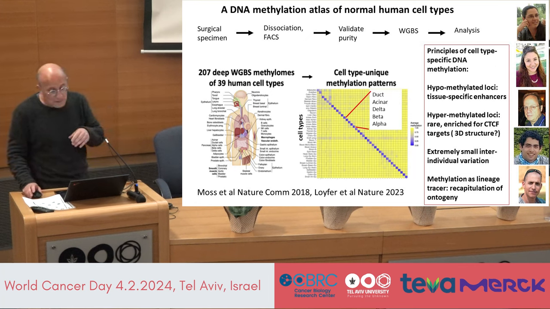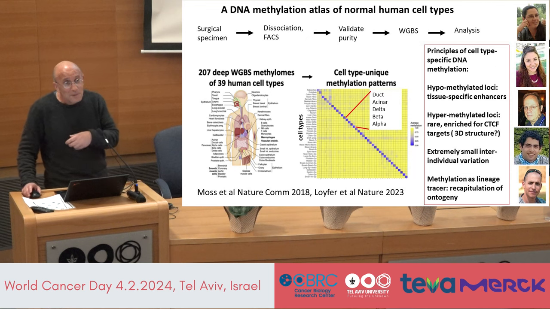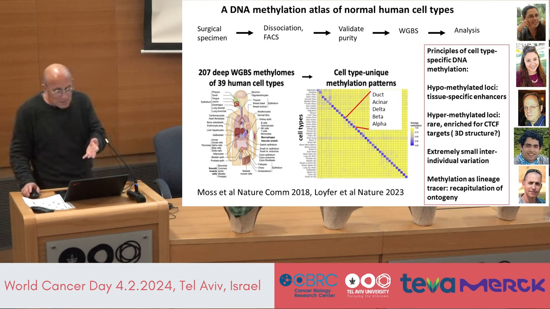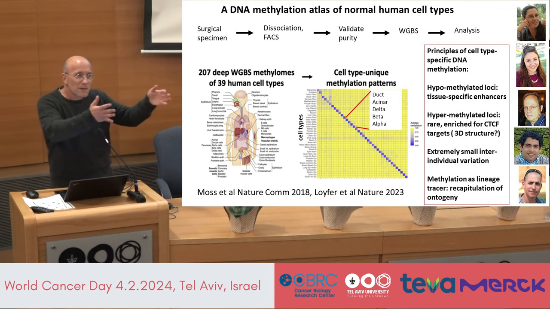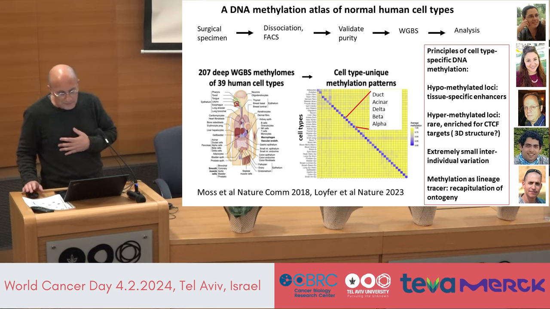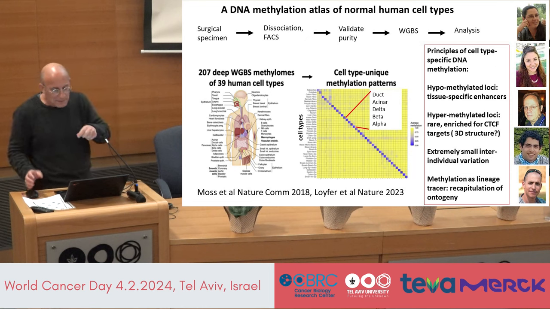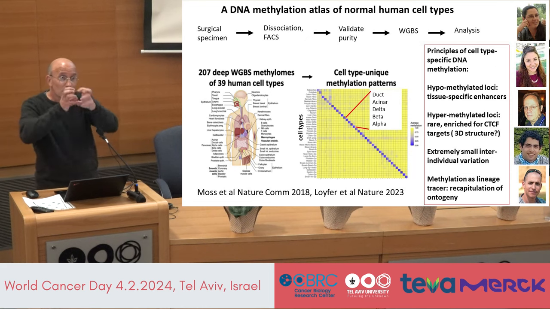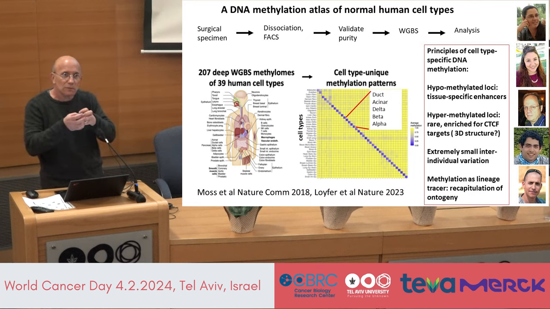As a side note, I would say that the study was meant for diagnostics, and I'll talk about that, but we also were able to obtain many insights into the principles of cell type specific DNA methylation. For example, those loci that are hypomethylated in a given cell type and methylated elsewhere, these are enhancers. These are the enhancers that control gene expression that is tissue specific in that cell type. There are only very few hypermethylated sites in a given cell type. These are typically, we think, sites that are important for the 3D organization of the genome in a specific cell type. An important finding was that there was an extremely small inter-individual variation.